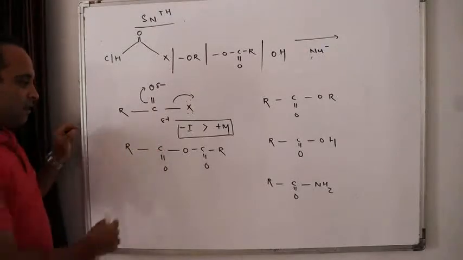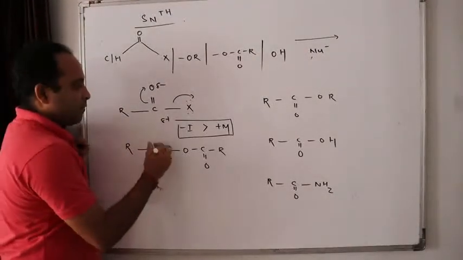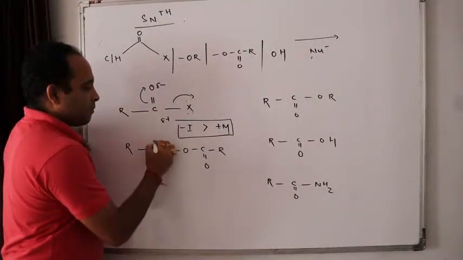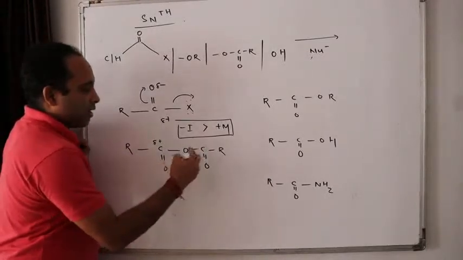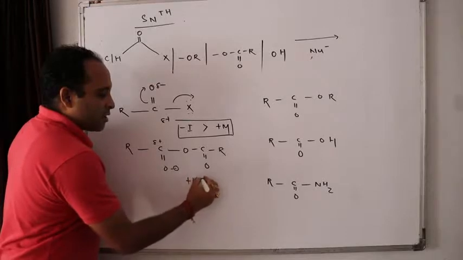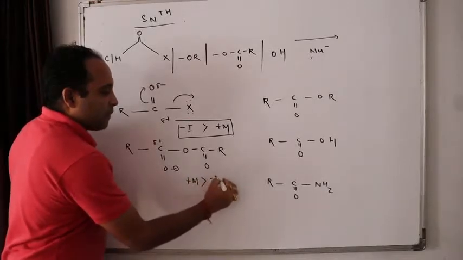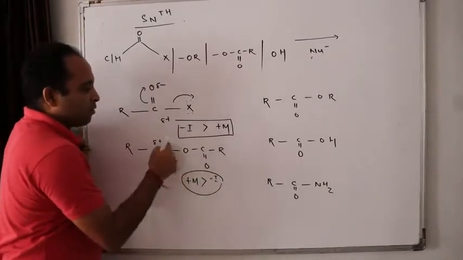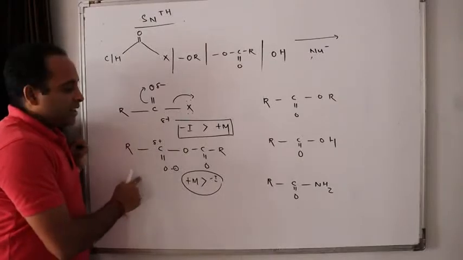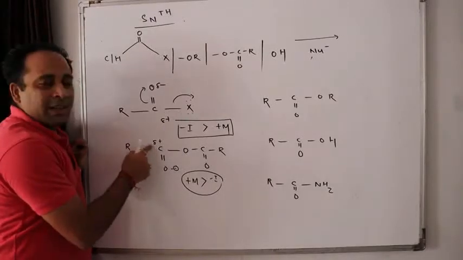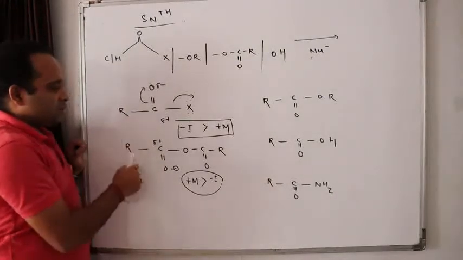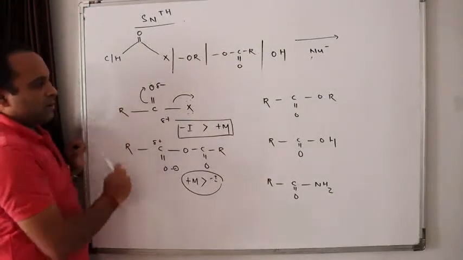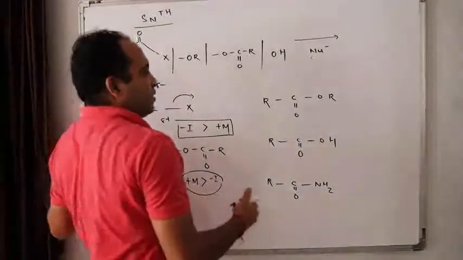But in this case, if I consider this as the carbonyl, here partial positive, here partial negative. R is common in both the cases. Here the plus M of oxygen is dominating over the minus I. That means here there is electron donation, isn't it? Therefore, the plus charge magnitude over this carbon decreases. That means out of these two, who will be more reactive? The top one.